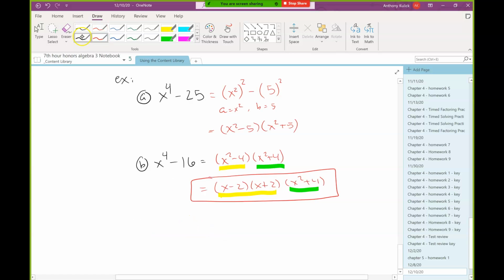Oops, I wanted to do that in a different color. We'll do one more here. So what if we have x to the 6th minus 1? Well, again, I want to try to write this as something squared minus something squared. So I know x to the 3rd times x to the 3rd gives me x to the 6th, and 1 times 1 is still 1. So I can write this as x cubed squared minus 1.